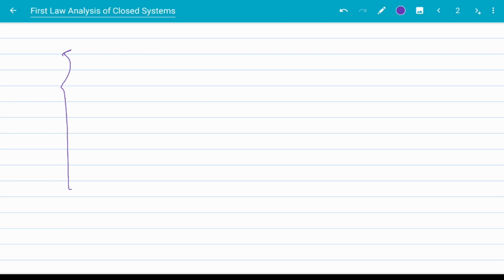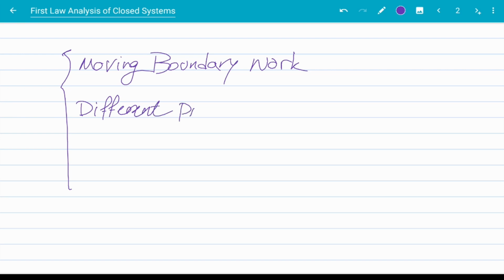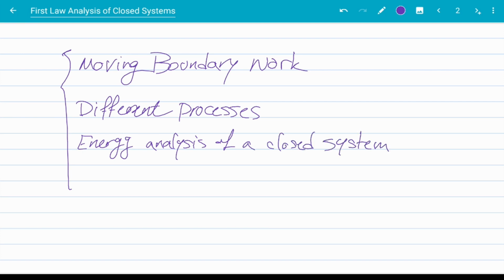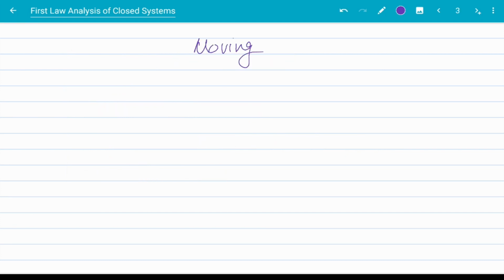Today's topic is the first law analysis of closed systems. I will start the discussion by defining the moving boundary work. Then I will introduce different processes. Next, I will discuss the actual energy analysis of a closed system. And finally, I'm going to talk about specific heats, what they are, and how they would help us with energy analysis of closed systems. Okay, so let's start with the moving boundary work.